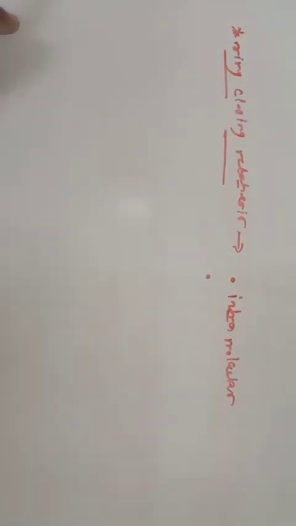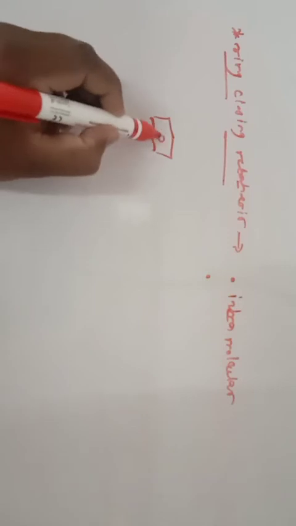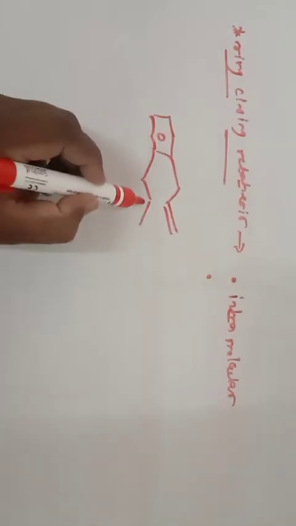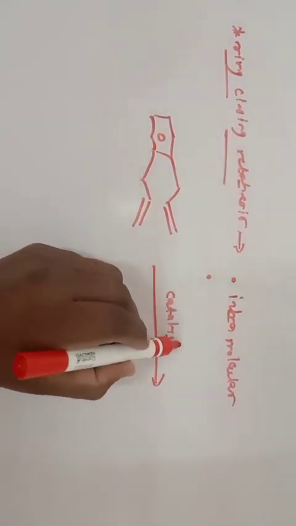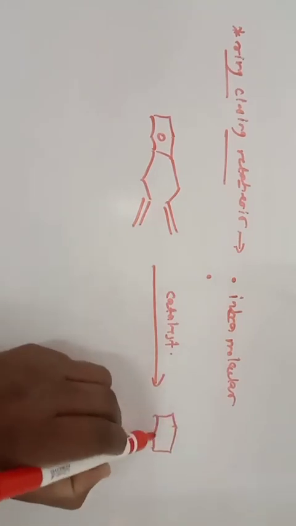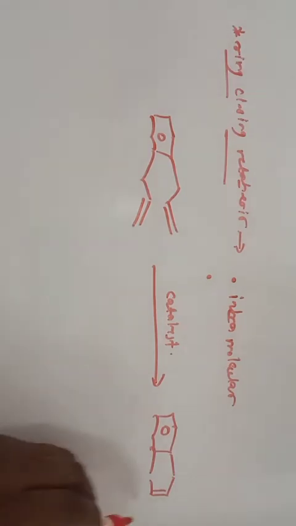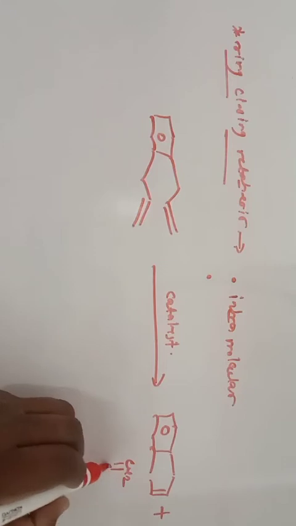Second, it forms a cycloalkene with less or no ring strain and a volatile alkene. For example, if you consider this is your alkene, in presence of catalyst, we get this new double bond, plus alkene, CH2 double bond CH2.